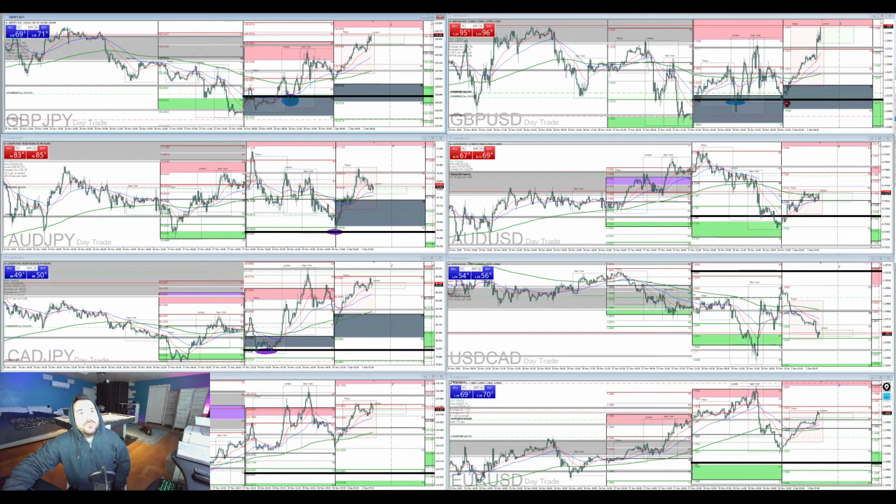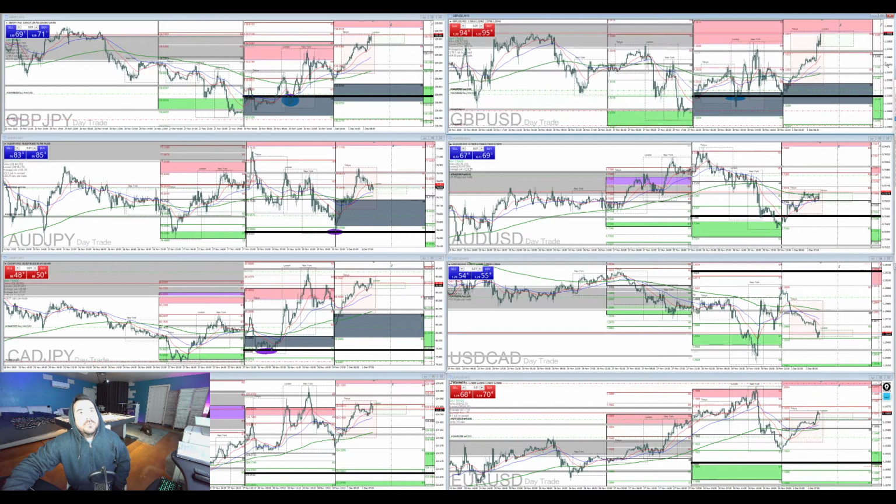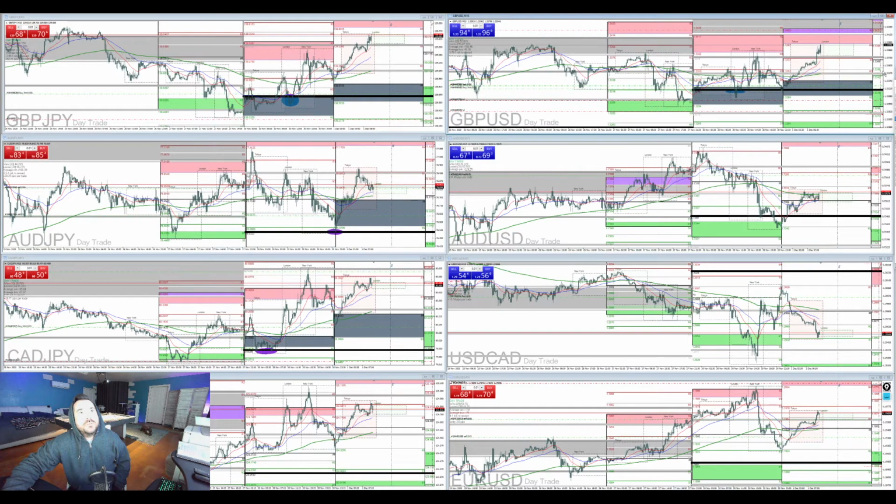Beautiful bounce right off the central pivot. Double bottom off the central pivot on the pound. Very nice. Perfect target zone matched with the weekly and the daily. Beautiful.